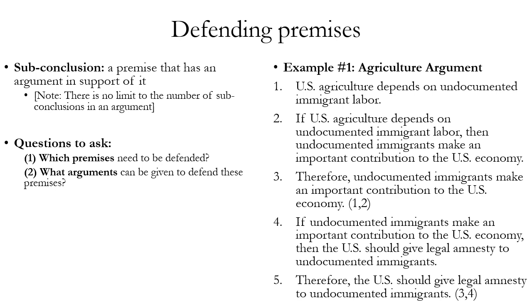Now, each logical argument has exactly one main conclusion. When we put the argument in standard form, like the argument on the right, the main conclusion is going to be the last line of the argument. In this case, the main conclusion is, therefore, the U.S. should give legal amnesty to undocumented immigrants. However, we already have one sub-conclusion in this argument, which is line 3. Therefore, undocumented immigrants make an important contribution to the U.S. economy. This premise has already been defended because it is proven by lines 1 and 2. However, this argument includes 3 undefended premises, lines 1, 2, and 4.